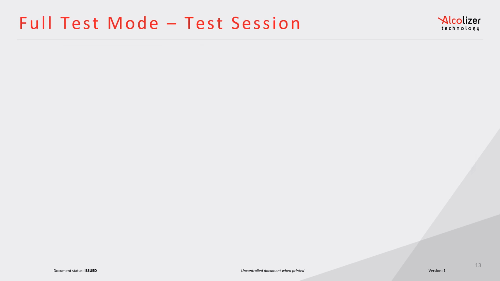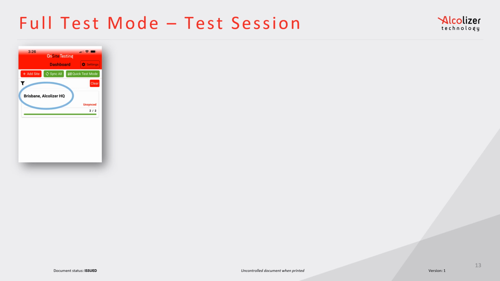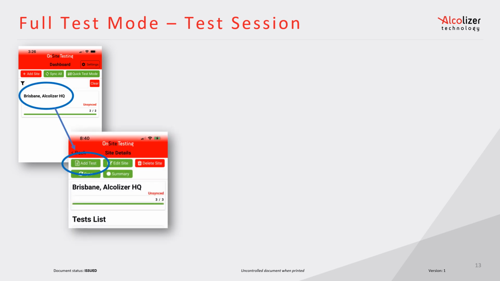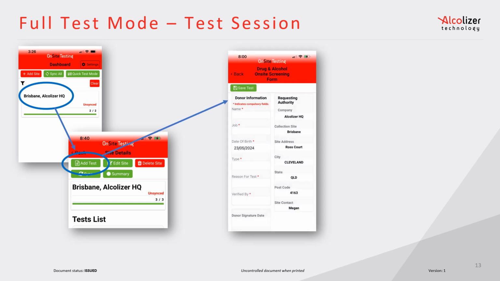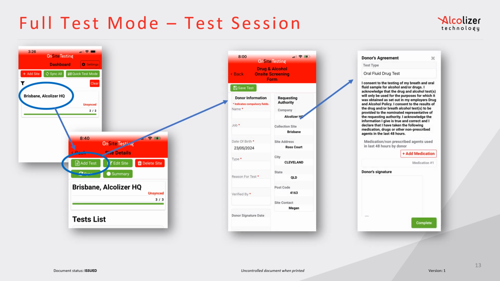To conduct a test in full test mode, select the relevant site from the dashboard. Select Add Test. The on-site screening form will display. Complete the donor information. Open the donor agreement at the bottom. Select the test type and then enter any medication if applicable. The donor reads and signs the form.